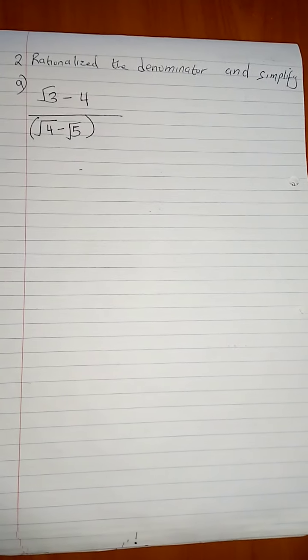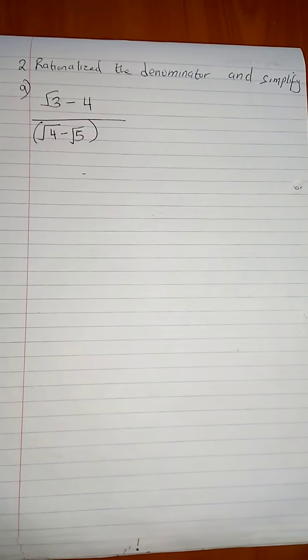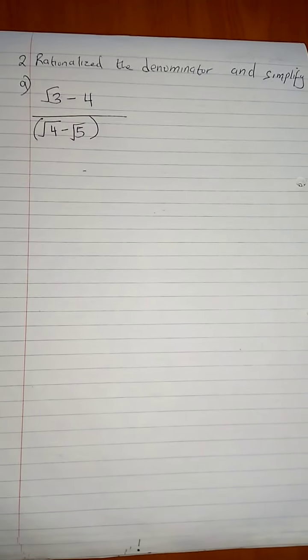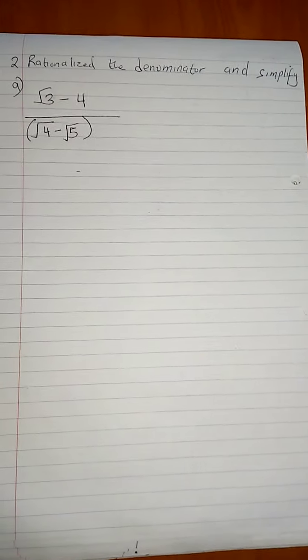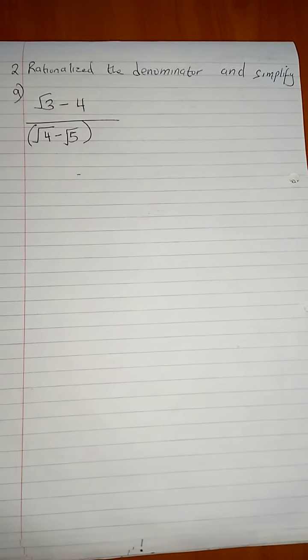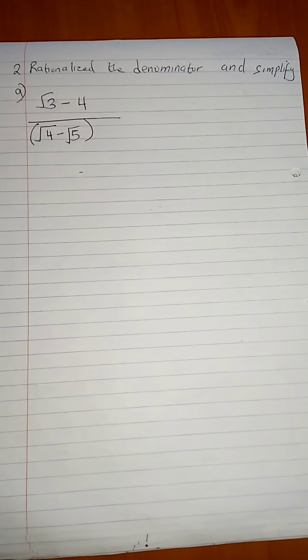Question number 2. Rationalize the denominator and simplify. We have been given the numerator as root 3 minus 4, divided by our denominator, root 4 minus root 5. So in this case, in the denominator, we have a bracket. So this is a fraction surd. To rationalize this one, we need to multiply by the conjugate of the denominator.